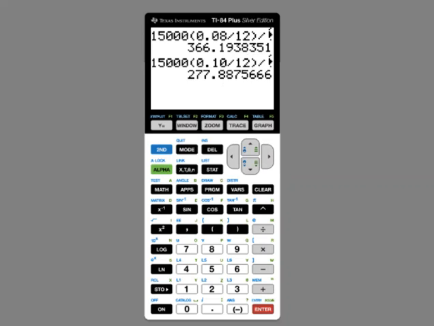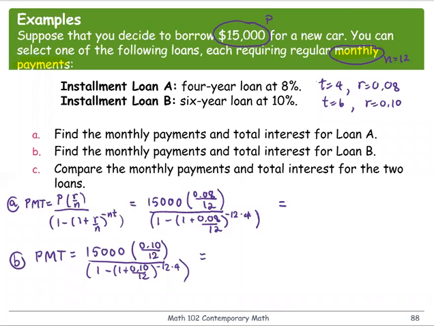For the second option, the payment would be 277.888 something, 277.888 as a decimal. Now I'm going to bring the numbers to the main page of the working area. For the payment of option A, we have 366.194, which we round up.